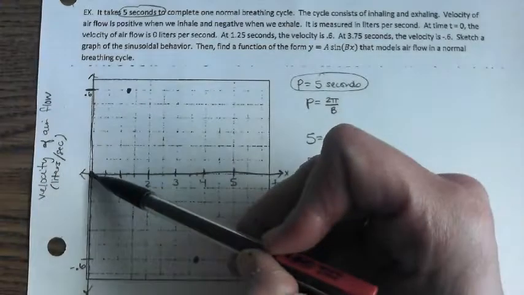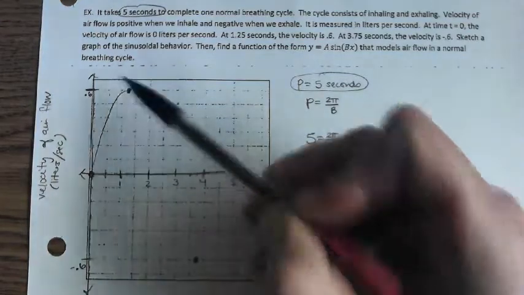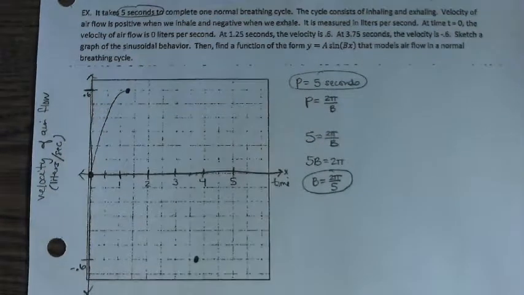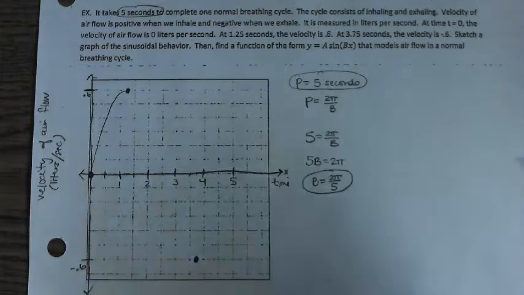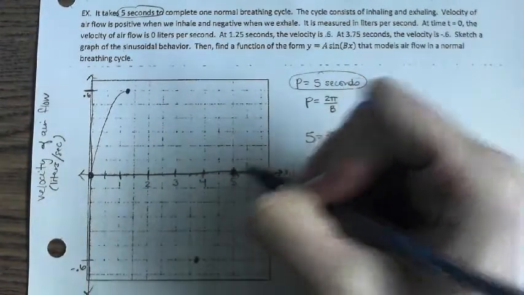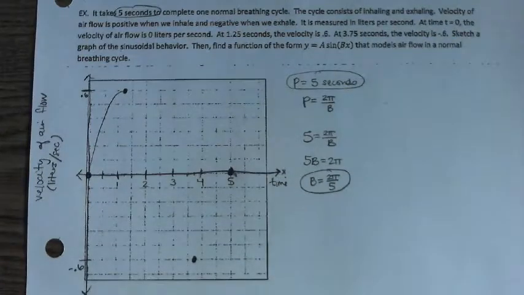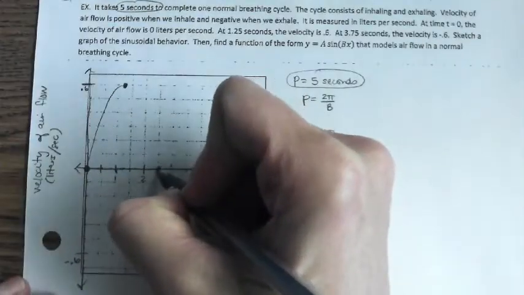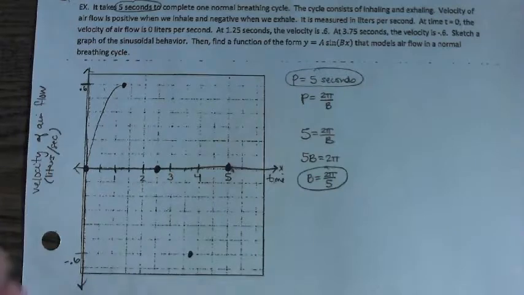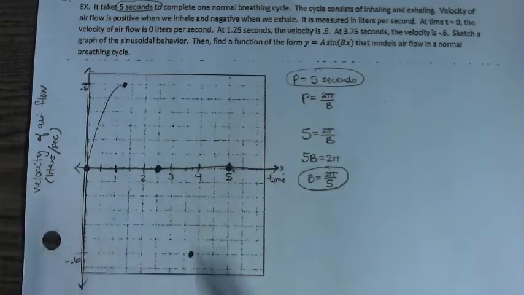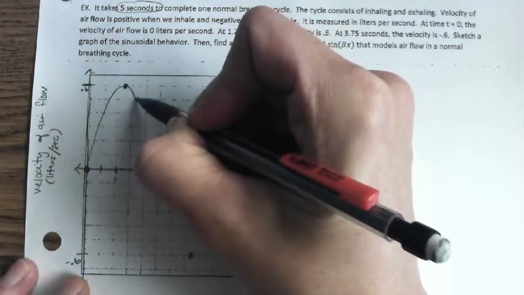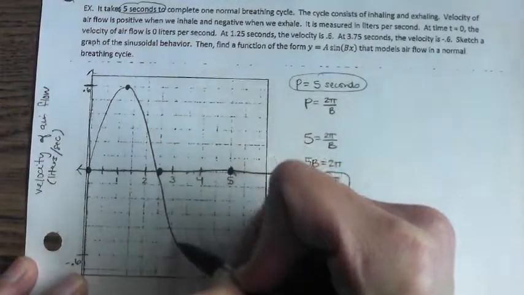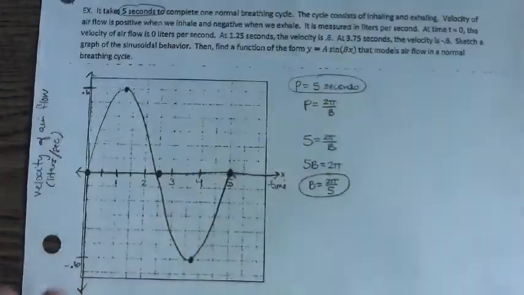So we're going up. Where's the 0 going to be? 2.5, right? Because we know that the cycle is ending at 5 seconds. So it's got to reach another 0 halfway in between the start and finish. So here's 2.5 seconds, which is also halfway between 1.25 and 3.75. And there's your 1 cycle.